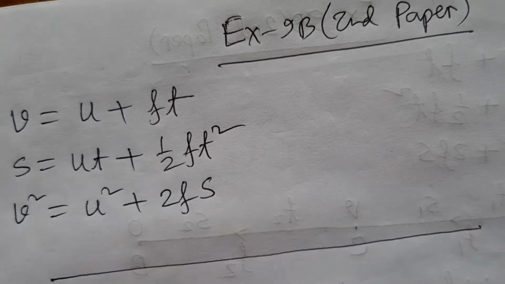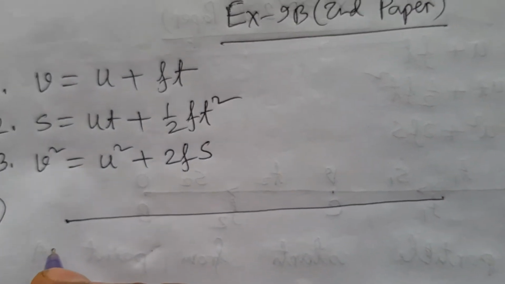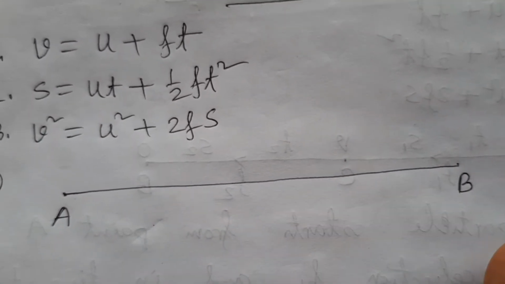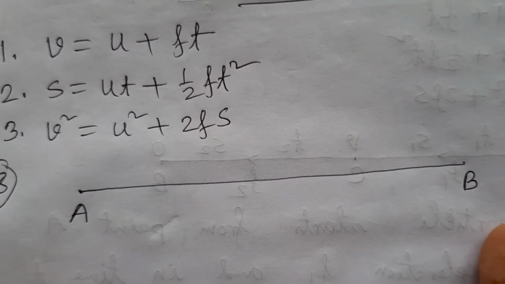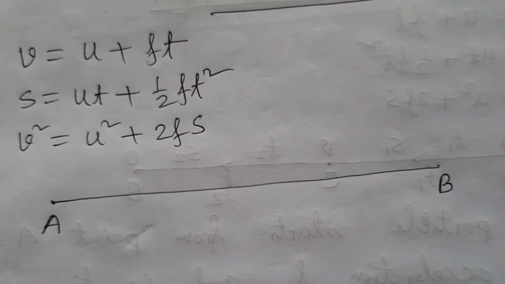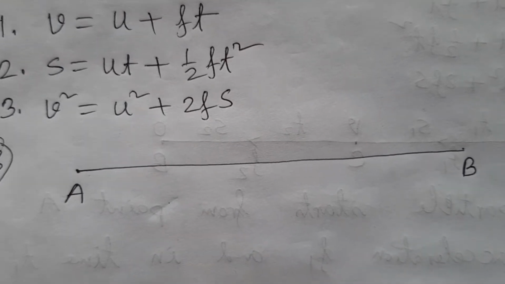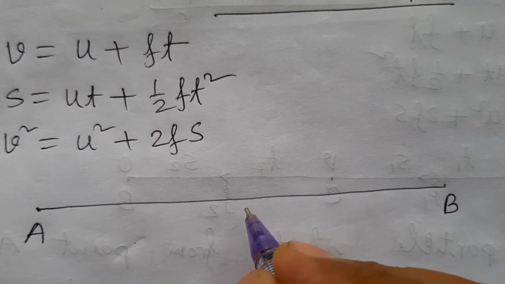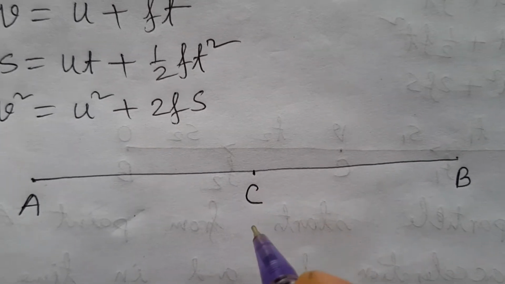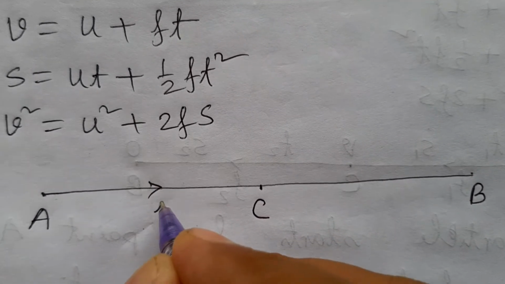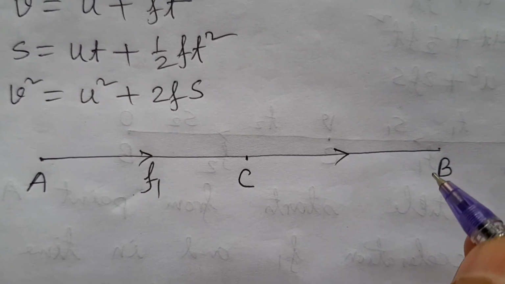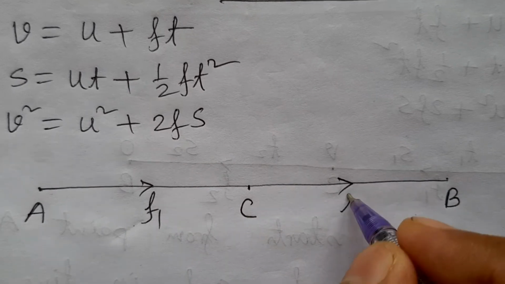this is given that one point is A and suppose another point is B. The distance between these 2 points is S. A particle moves from A to B, first part with acceleration F1 and last part with retardation F2. So suppose first part AC, the particle moves with acceleration F1, and the last part, that is CB, the particle moves with retardation F2.